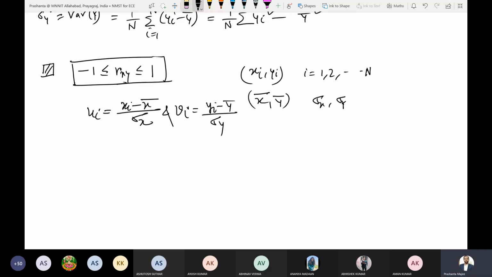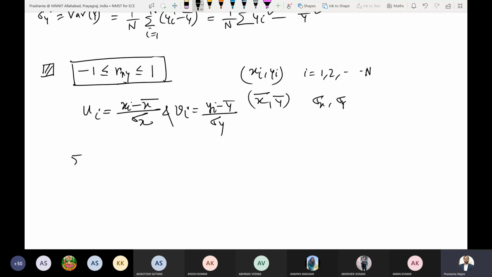So from the given data points, we have created a new set of data points. ui is given by this formula, xi minus x bar by sigma x, where sigma x is a real number. vi is yi minus y bar by sigma y, where sigma y is another real number, the standard deviation of the y data.